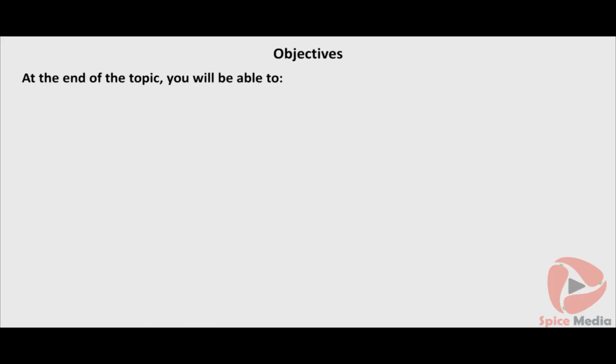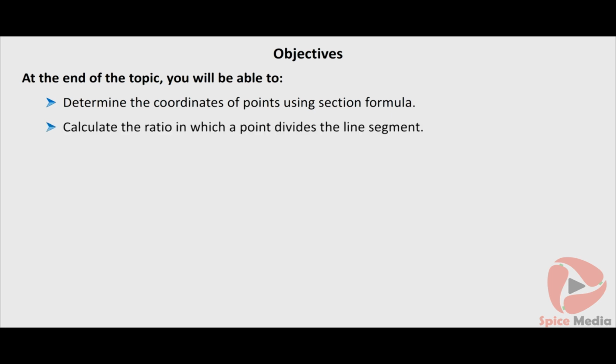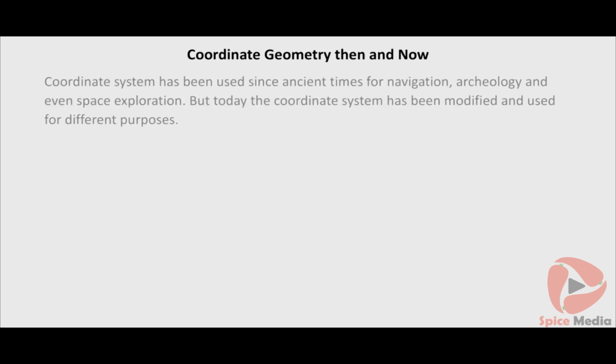At the end of the topic, you will be able to determine the coordinates of points using section formula, calculate the ratio in which a point divides the line segment. Coordinate system has been used since ancient times for navigation, archaeology, and even space exploration. But today, the coordinate system has been modified and used for different purposes.